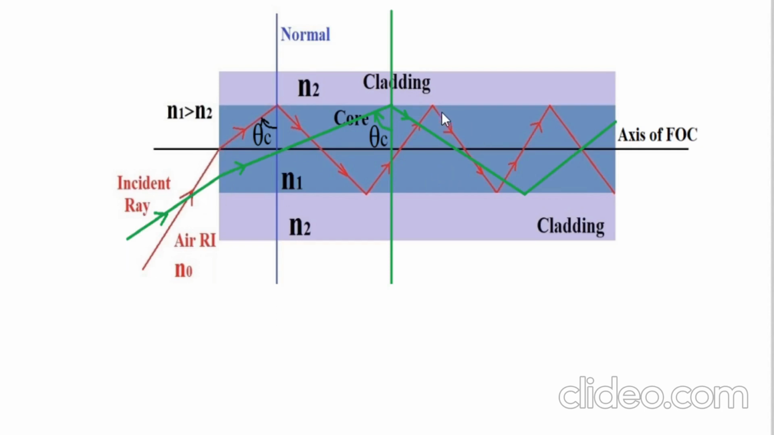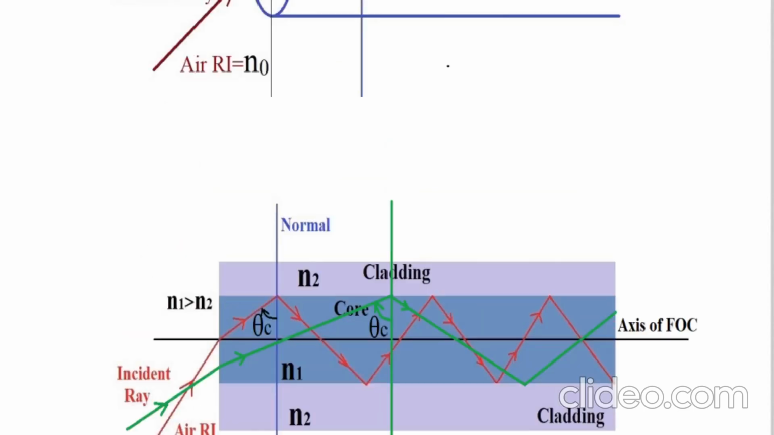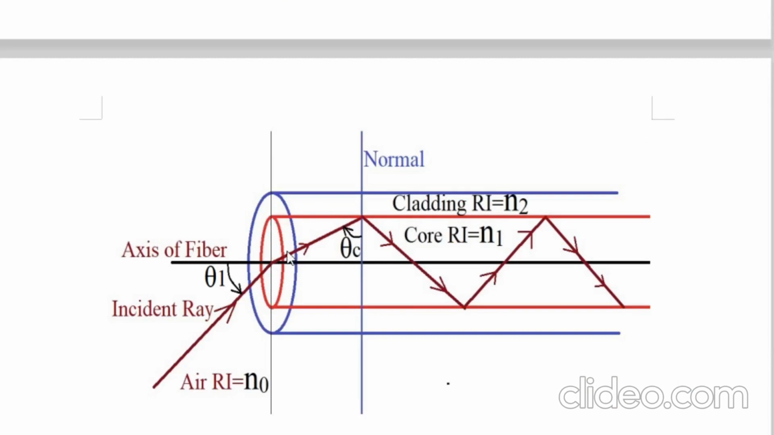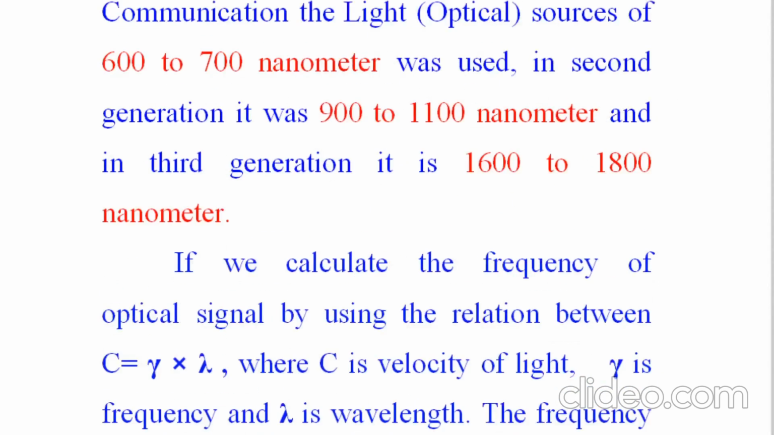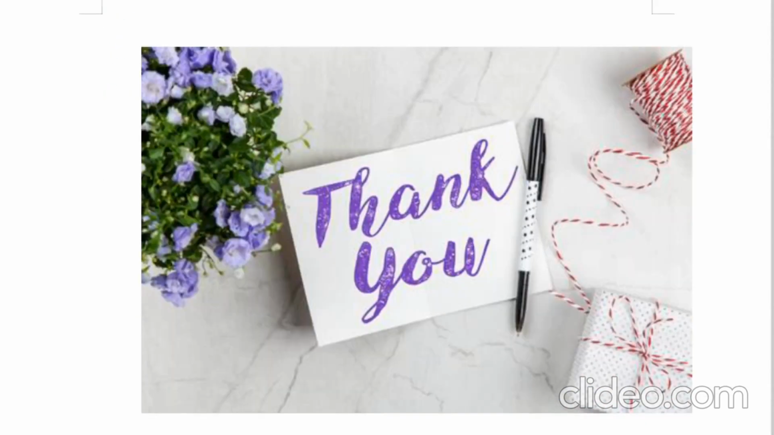So now it is very important to understand that the core is surrounded by the cladding. This is the cylindrical diagram, and this is the front view diagram. And with this, I will declare that this topic of total internal reflection is over.